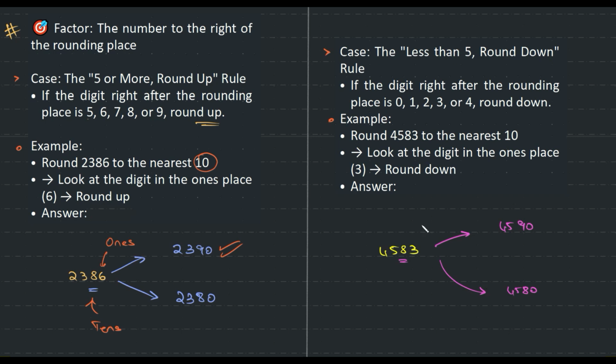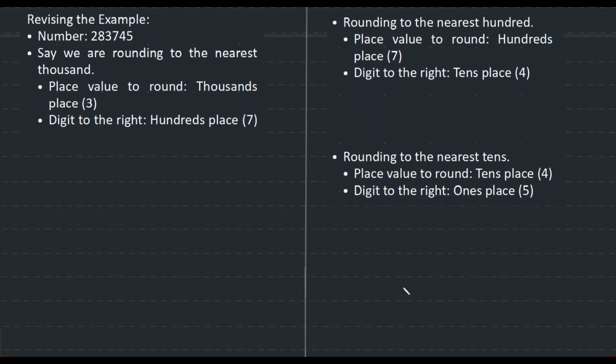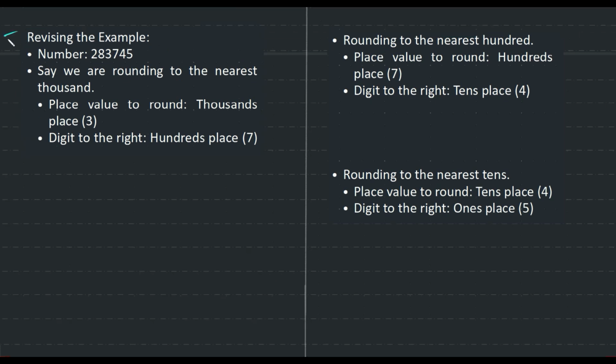So it will depend on what? The digit before the tens place, that is the ones place. In this case, it's 3. So we need to round down. That is, it has to be 80. 4580. Right?